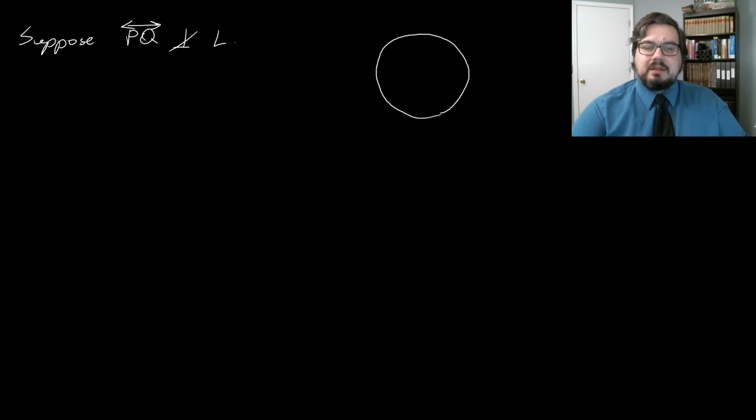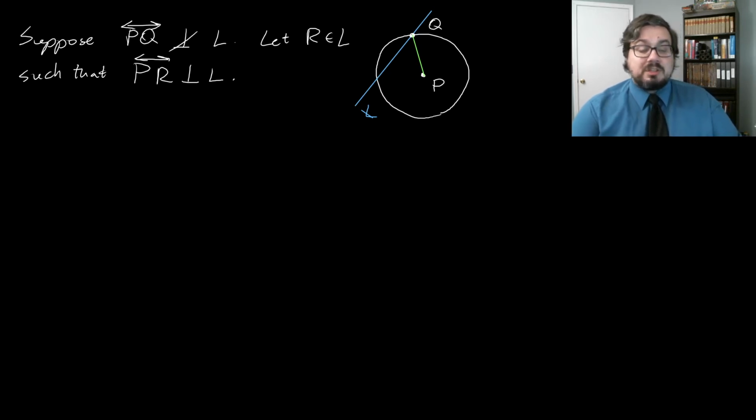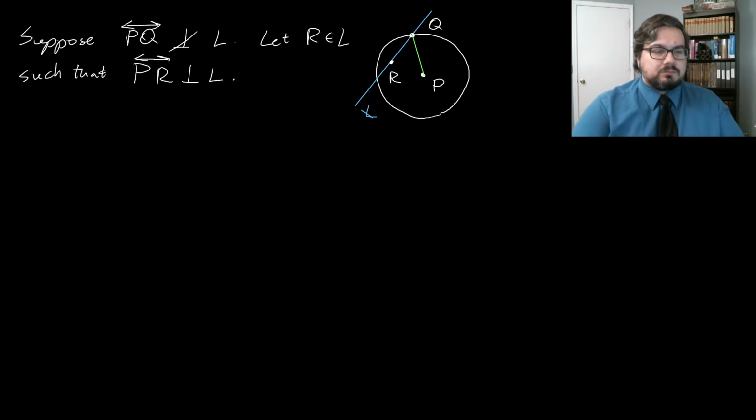is that we've got the line L, and we've got the point Q over here, got the point P in the center, and we have assumed that the line PQ is not perpendicular to the line L. So let's let R be in L such that the line PR is perpendicular to L. We know such a point exists, so that's going to go right there. And once again, we have a triangle built.